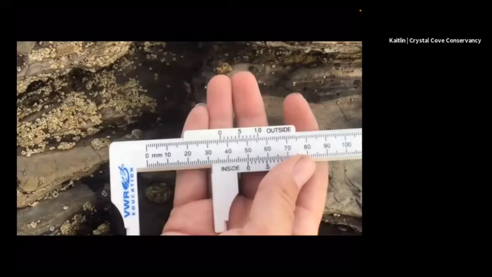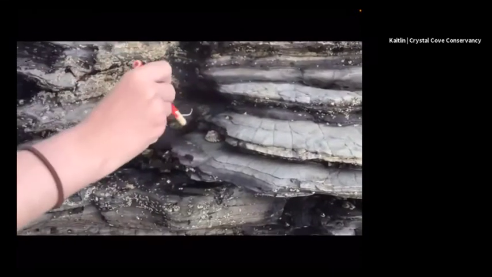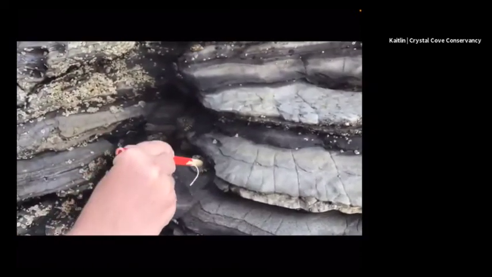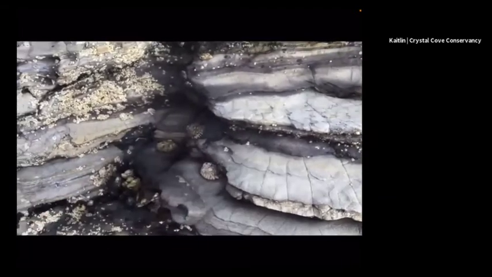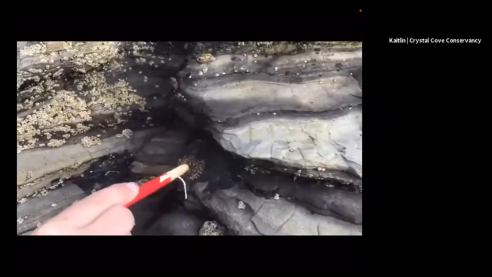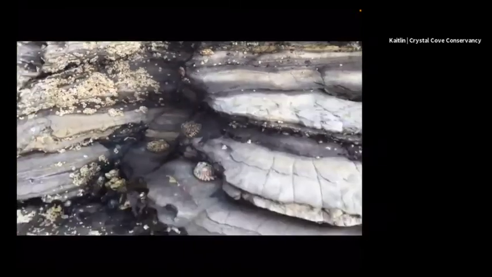The other thing is once we've measured them, we're going to use a marker. It's just a grease pen. It washes off when the tide comes in, but that lets me know that we measured it already. So I'll go ahead and do that for this one too, since you just measured that. Now let's do this other one here.